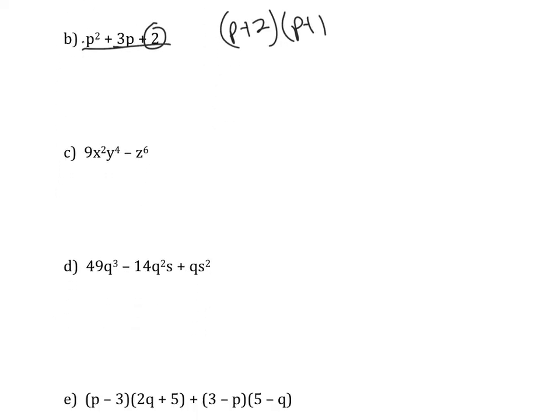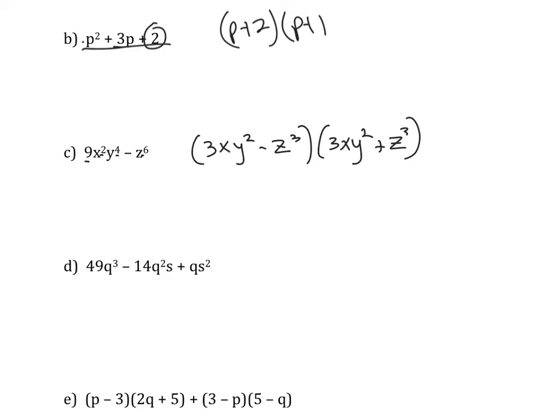Okay, next one. What's going on here? Well, we have two terms. Both are perfect squares, because 9 is a perfect square. 2 and 4 are both even, so x squared and y to the fourth are perfect squares. 6 is even, so z to the 6 is a perfect square. So that gives us factorization by difference of perfect squares, giving us 3x y squared minus z cubed times 3x y squared plus z cubed.